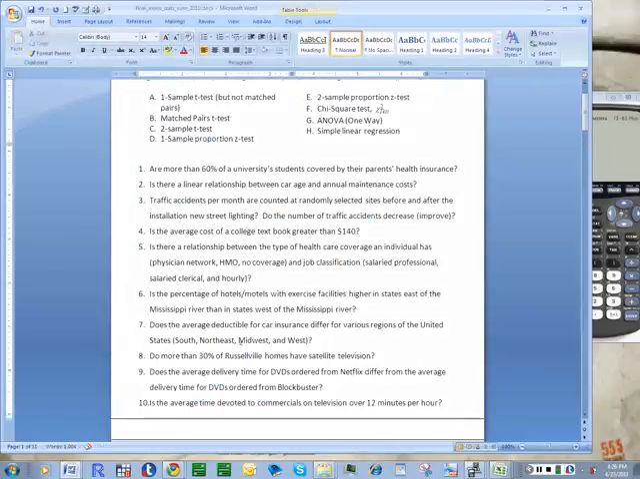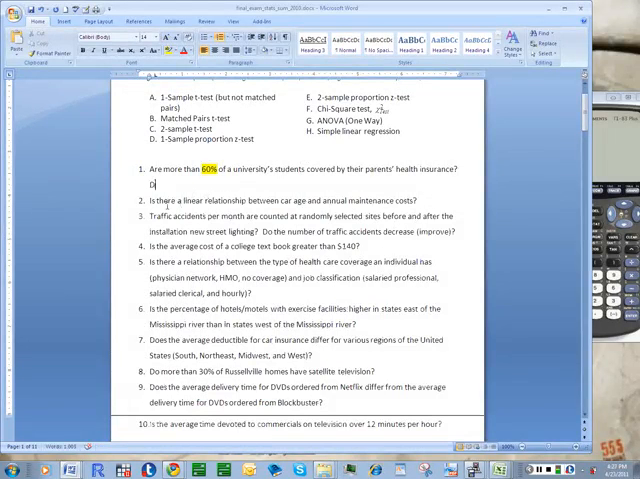Okay, on problem 1 here, it says there are more than 60% of university students covered by their parents' health insurance. Well, we're looking at 60% right there, and there's just one sample, university students. They either are or are not covered there, so that's a one proportion z-test. That's D.